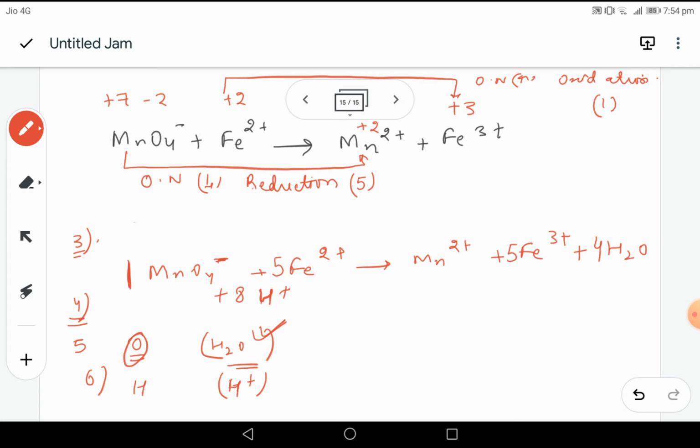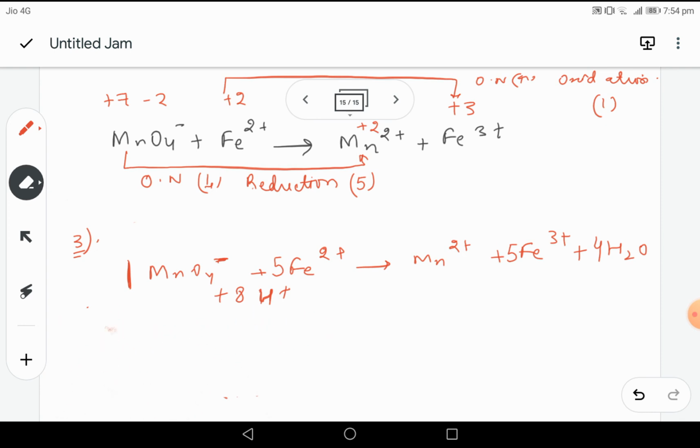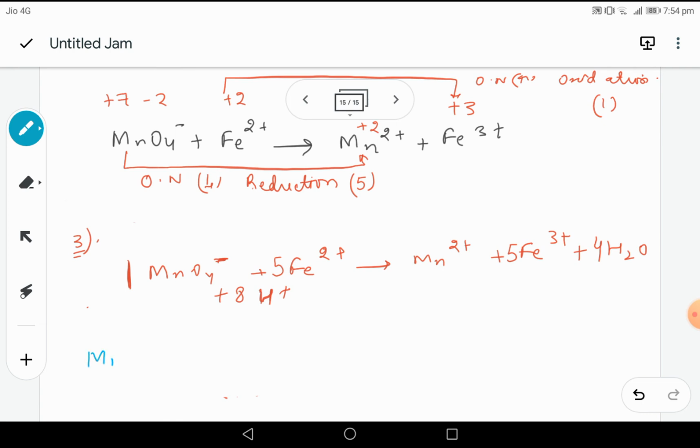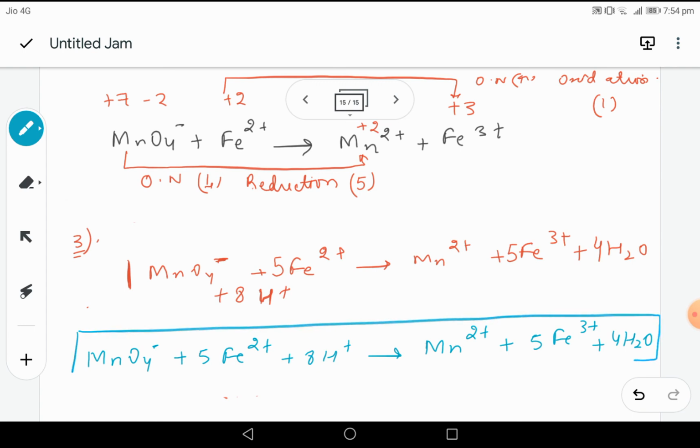Okay, and now this is the final equation that we get. I am rubbing out all the other steps so that we all can see the equation. And let me just write the equation once again. So we get MnO4 negative plus 5Fe2 positive plus 8H positive. It will give us Mn2 positive plus 5Fe3 positive plus 4H2O. Now this is the equation which is for the acidic medium.